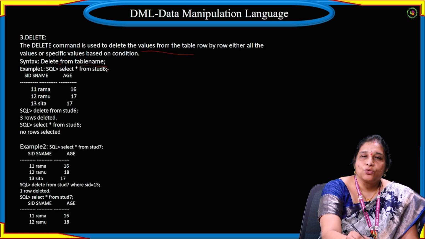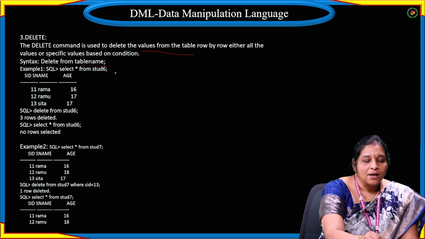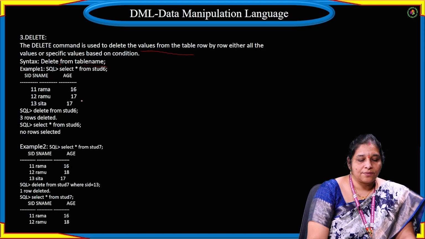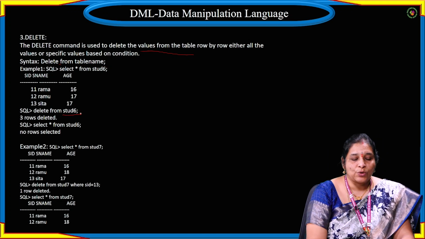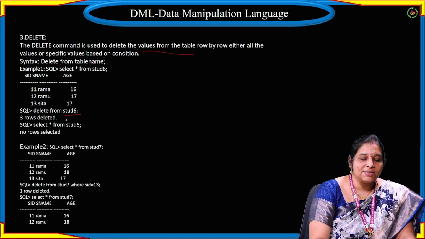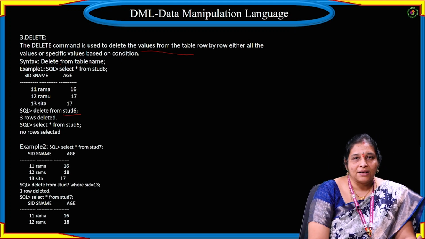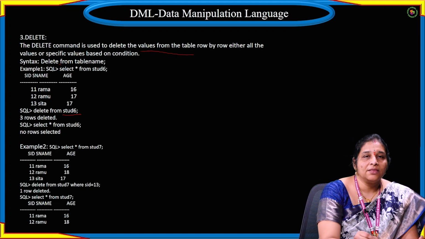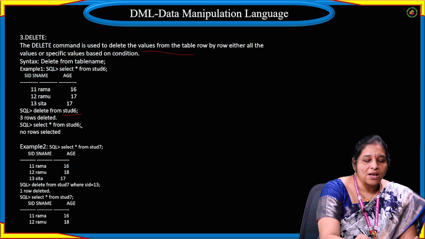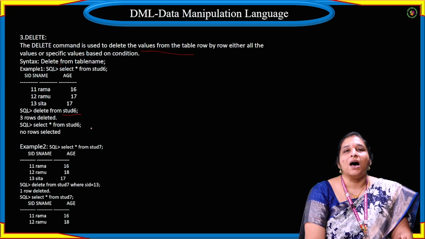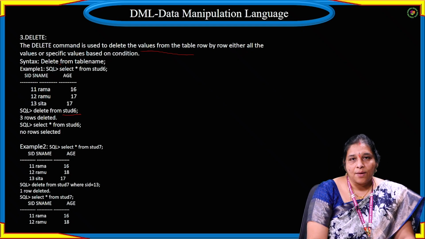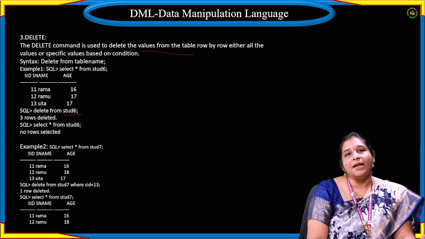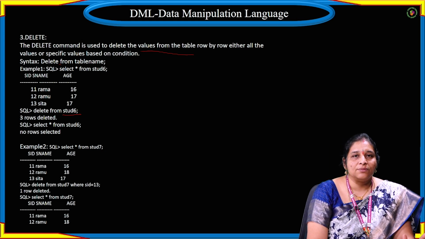I will give an example. Select star from student 6 before applying the delete command. I have seen that there are 3 rows. Now I am going to apply our delete command, delete from table name. What is the table name here? Student 6. When I execute this, I see on the screen that 3 rows got deleted. Select star from student 6 shows no rows selected. So this is one example where I am deleting the entire rows.